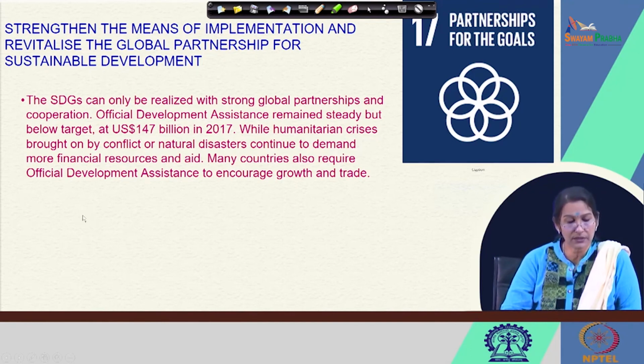So many countries now also require official development assistance, to encourage growth and meet needs. For example, the developed nations should share some of their resources with the developing countries or the poor countries in this process of sustainable development.